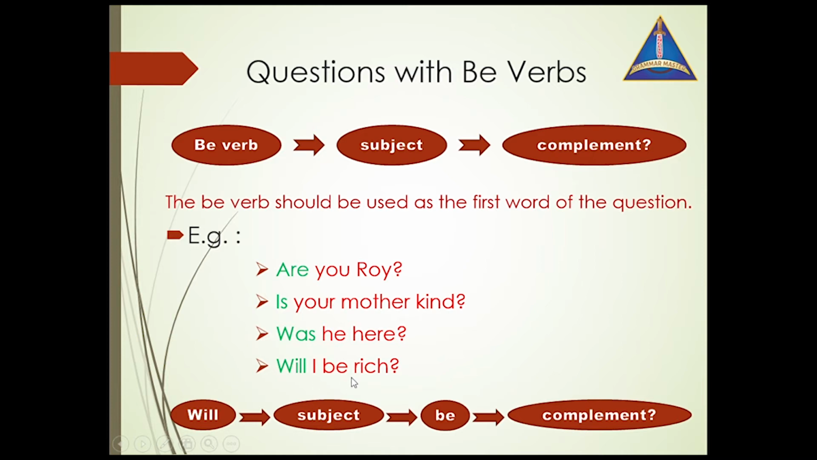As you can see here, the last sentence is quite different from others. It is because the word will acts as a helping verb, so we take it to the front of the sentence. And the word be acts as a main verb, it remains in the middle of the sentence.